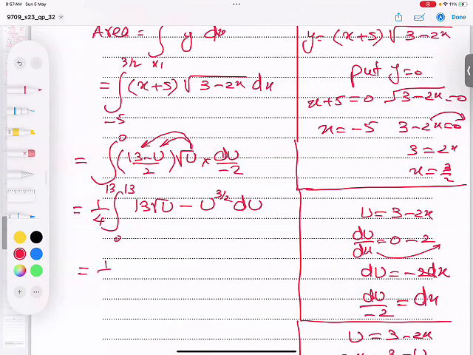Now, students, the question is ready for integration. And what is the way of integration? Increase the power by 1. u is to the power half. Half plus 1 is 3 by 2.